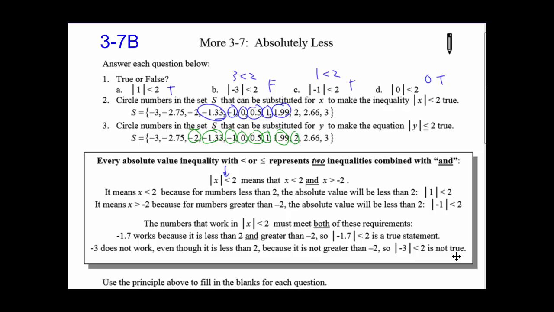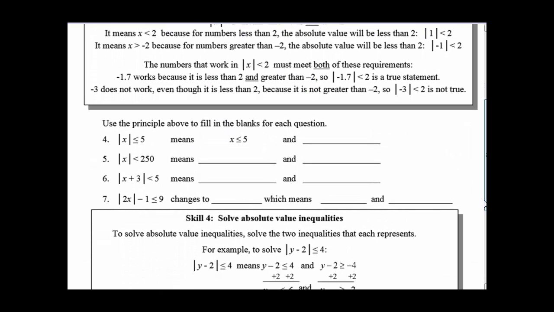than. There's another way you can look at it. So the absolute value of x less than 2 means x is less than 2 and x is greater than negative 2. So let's use these principles to get our equations.